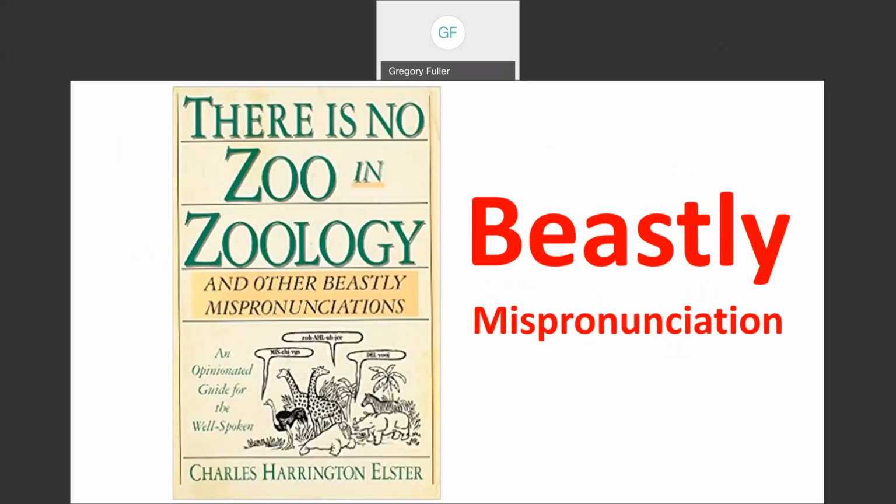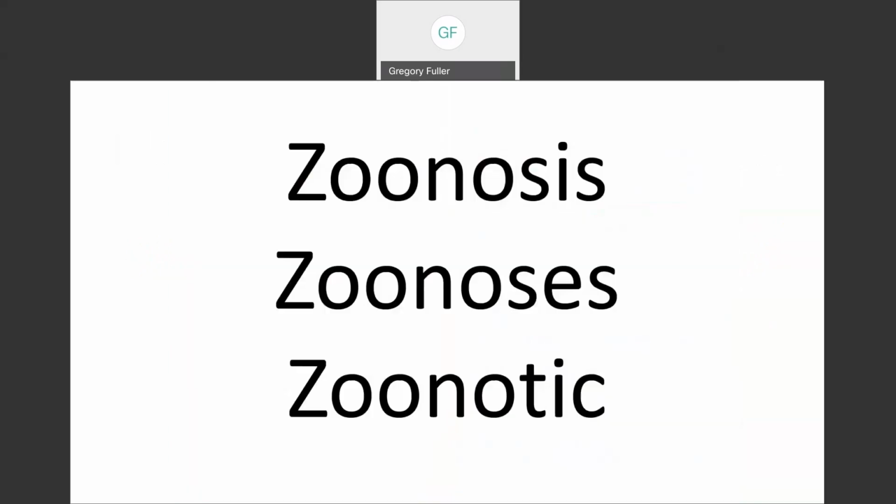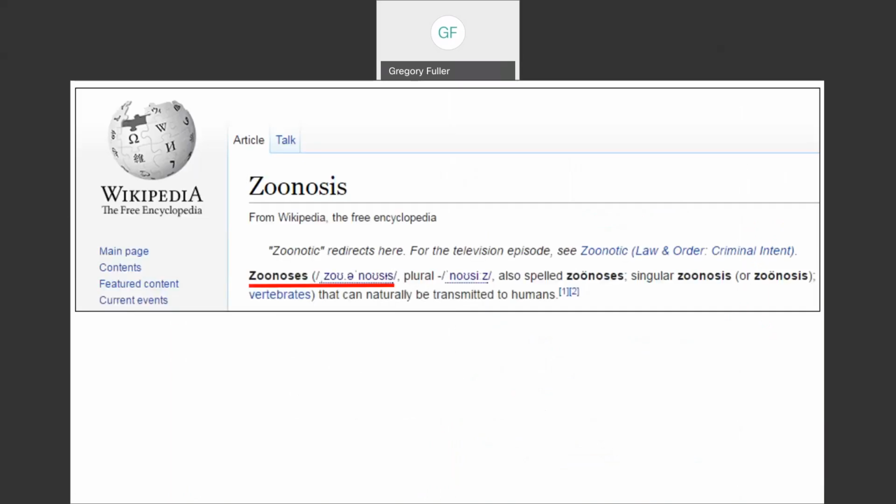Many of you may recognize this as the book by the same author who wrote, Is There a Cow in Moscow? Yes, not Moscow. No, Moscow. Moscow, no. All right, here are 3 terms. All right, is it zoonosis, zoonoses, zoonotic? No. Zoonosis, zoonoses, zoonotic. All right, let's go to Wikipedia.